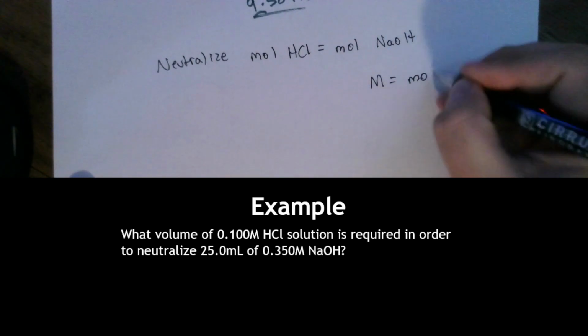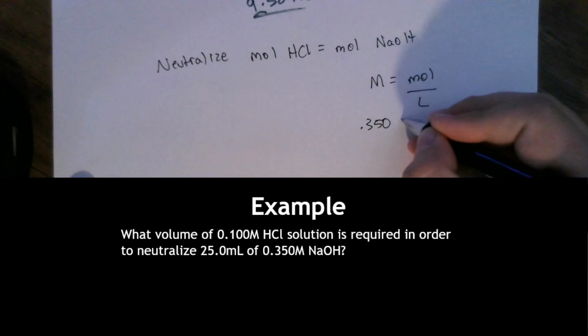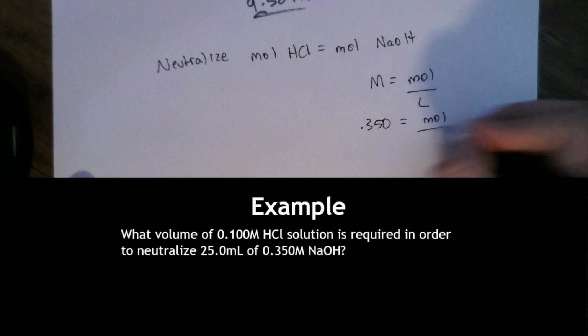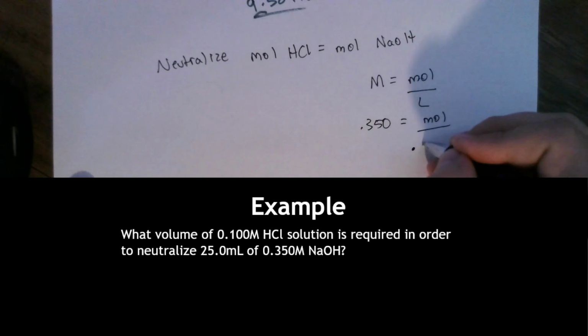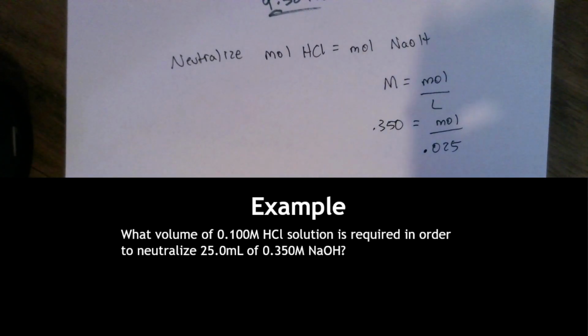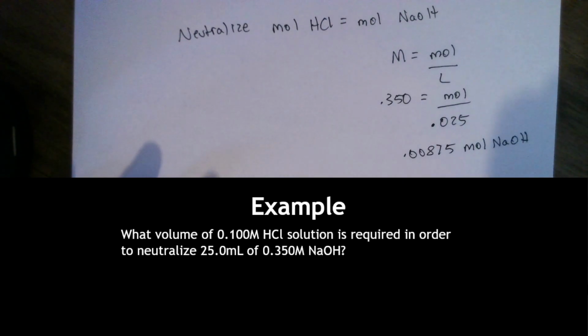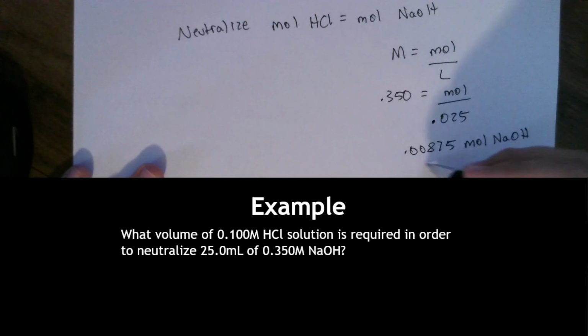Molarity is moles over liter. I have 0.350 molar. I have 25 milliliters, which is 0.025 liters. I'm going to multiply that. That equals 0.00875 moles of NaOH. That's how many moles of NaOH I had. If my solution was completely neutralized, that's also equal to the moles of HCl.